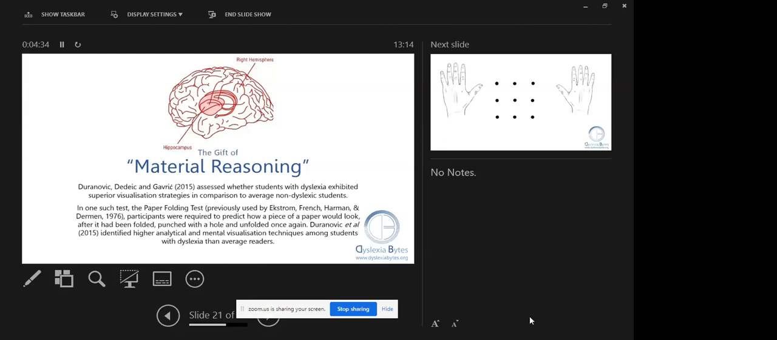In one such test, the paper folding test, participants were required to predict how a piece of paper would look after it had been folded, punched with a hole, and unfolded once again. Duranovic et al. identified higher analytic and mental visualization techniques among students with dyslexia than non-dyslexic students. So we're going to have a look at that.